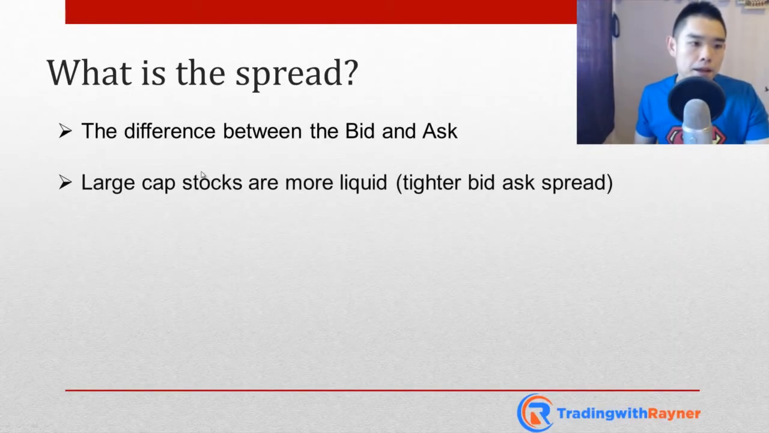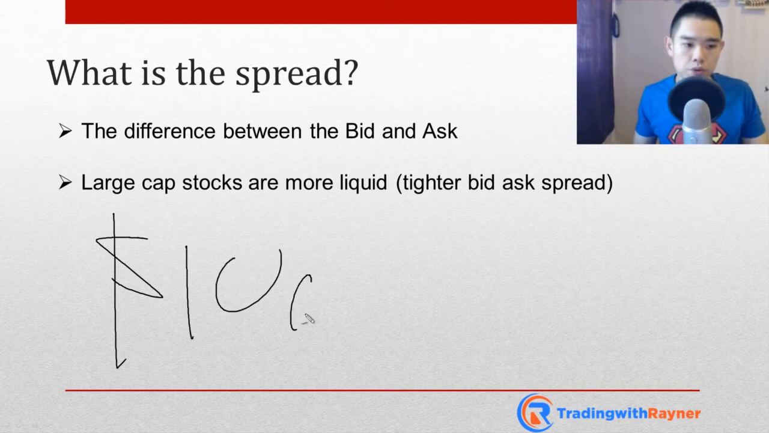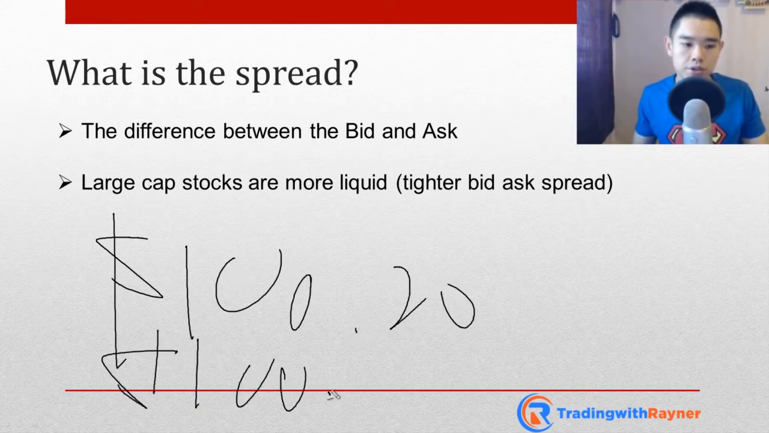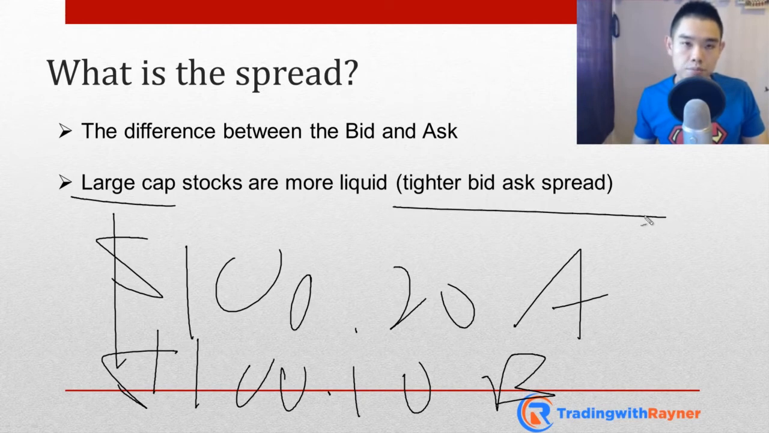Okay, and one thing to note is that large cap stocks are typically more liquid. So this means that you can expect a tighter bid-ask spread. So for example, I'm just giving a hypothetical example again, say Apple, it's a large cap stock. So the spread over here, what I shared with you is, let's say, $100.20 is the ask, and $100.10 is the bid. And your bid-ask spread is 10 cents. Large cap stocks are usually more liquid, and you have a tighter bid-ask spread.